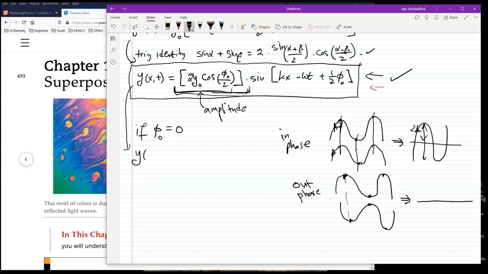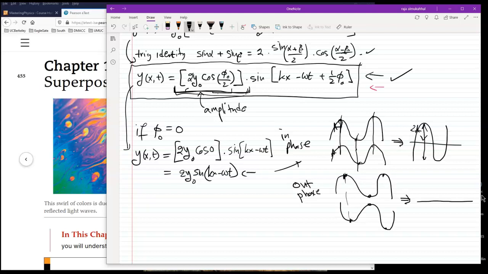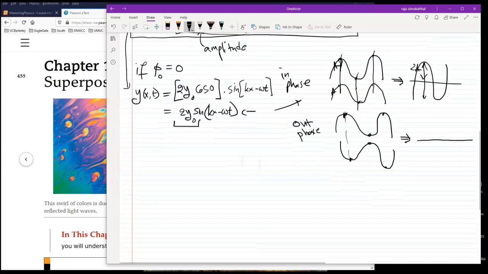So in this case, y, the resultant wave here, the superposition, that is equal to 2y naught. I'm just plugging it in from here. Cosine 0 times sine kx minus omega t, and that's it. Okay, so cosine 0 is 1, so basically we get 2y naught sine kx minus omega t, and as you can see, they are in phase, and you will get double the amplitude. You got that? Okay, good.